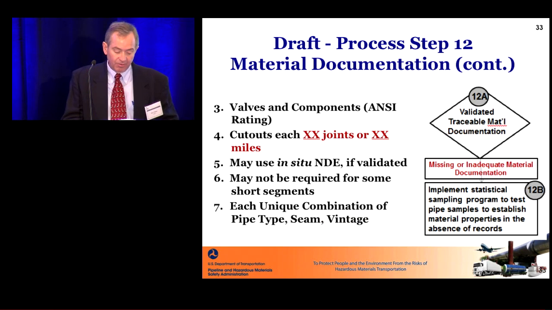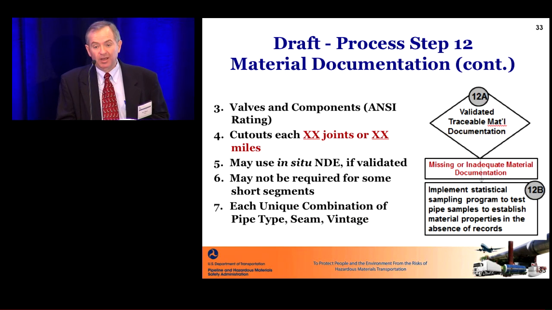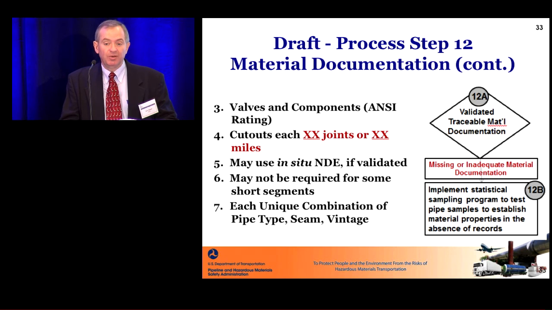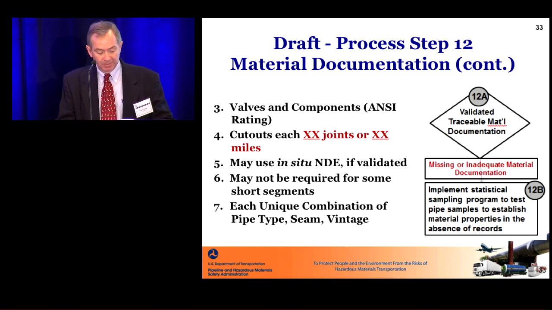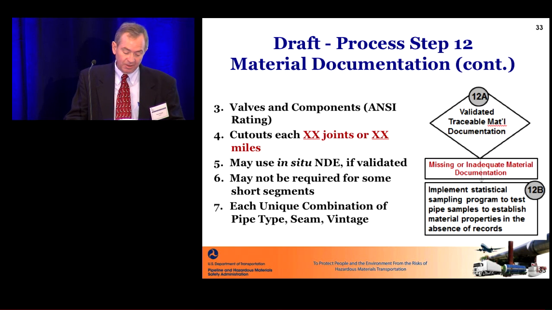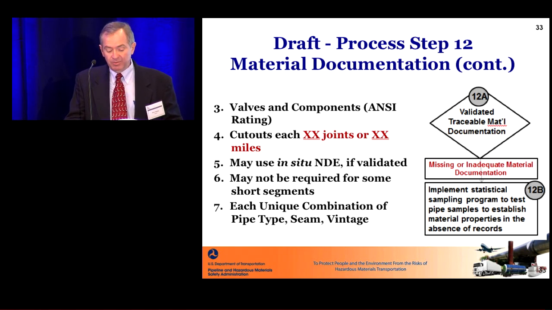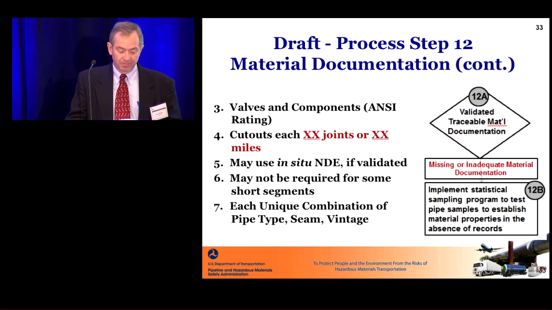Again, it's on the valves and components. I would hope everyone knows what their ANSI ratings are on them and that it does match up with the MOP of your pipeline. Again, cutouts. If we don't have the material documentation, if we do cutouts, how many joints do we do and how often? Is it 1 joint per mile, 10 joints per mile? What should we do there?